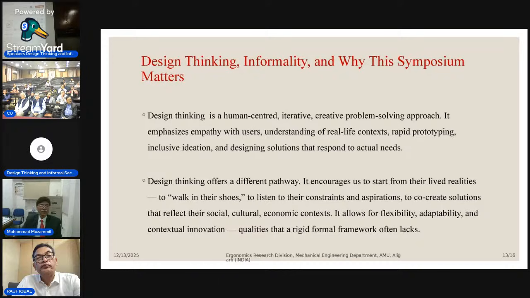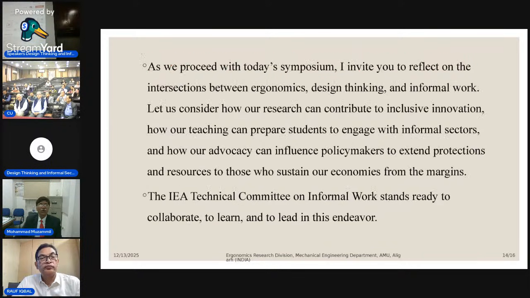So design thinking offers a different pathway. It encourages us to start from their lived realities. That is, to walk in their shoes, to listen to their constraints and aspirations, to co-create solutions that reflect their social, cultural, and economic context, and it allows for flexibility, adaptability, and context innovation. That is, qualities that a rigid formal framework often lacks.